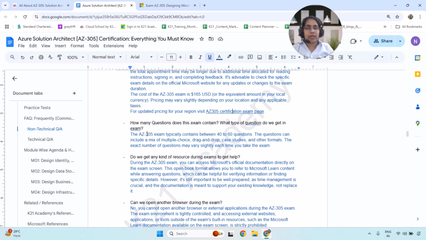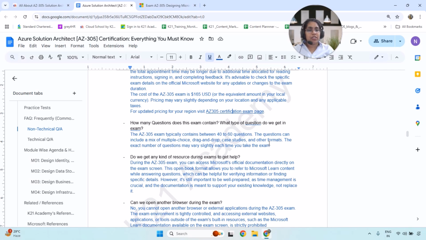The questions can include a mix of multiple choice, drag and drop, case studies, and other formats. Let me tell you that in the Microsoft certifications, there are 10 varieties of questions which can come. It is not just limited to multiple choice: there is multiple choice with a single correct answer, multiple choice with multiple correct answers, drag and drop, case studies, then exhibits. There are many different formats.